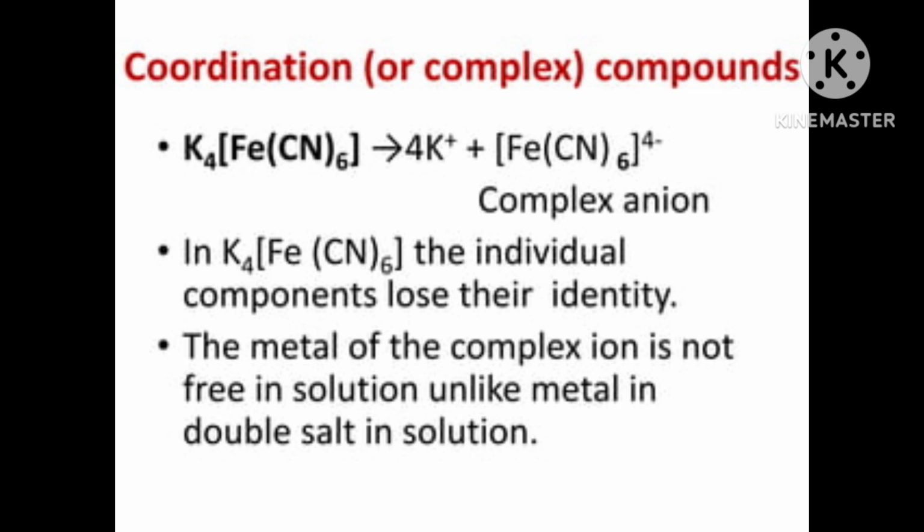Didentate. Okay. And here two donors are there. In ethane 1,2-diamine and in oxalate, two donors are there. That's why it is called didentate. In one ligand, two donor atoms were there. And when several donor atoms are present in a single ligand, then it is called polydentate.